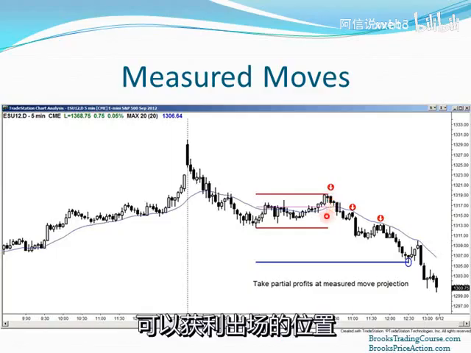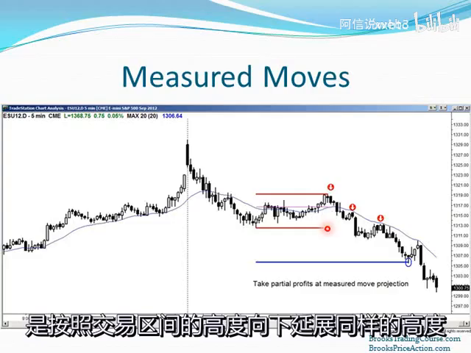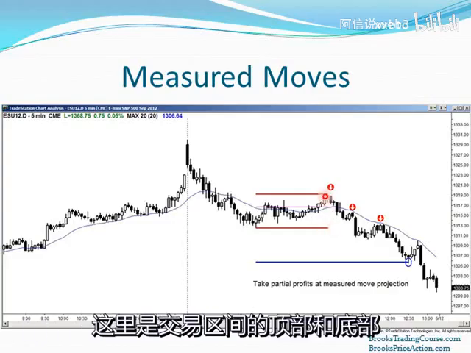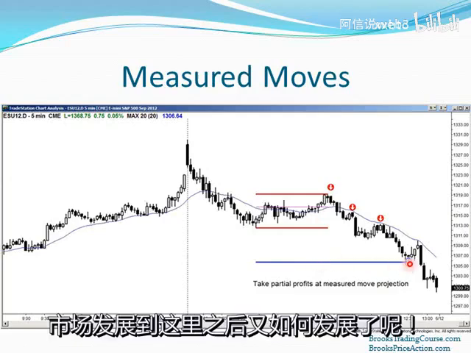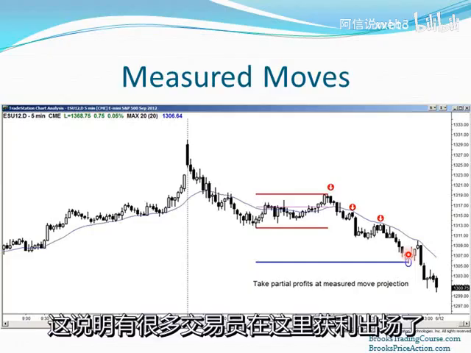One area where you might want to take profits is at a measured move down from the height of the range. So here's the top of the range, the bottom of the range, here's the measured move projection, and look what happened when the market got there. We had a little reversal, and that tells you that a lot of traders took profits there.